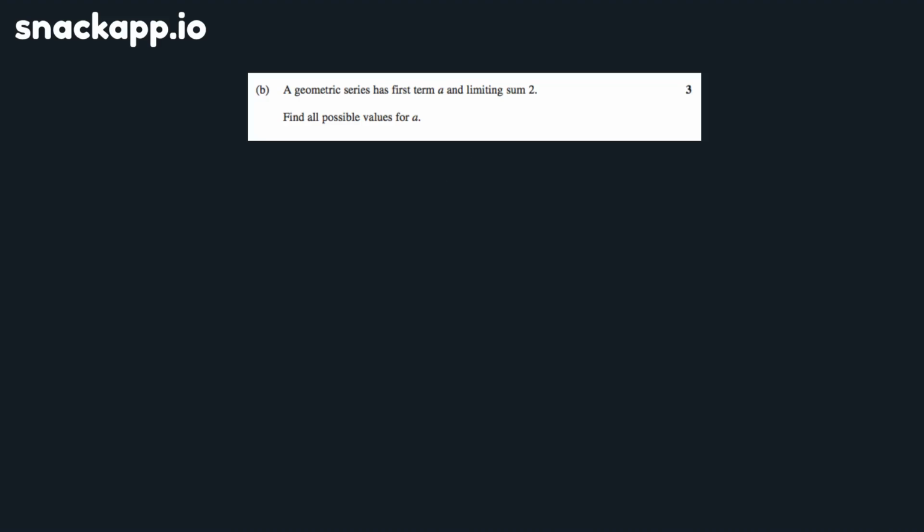So in this question, we're finding all the possible values for A such that a geometric series has first term A and a limiting sum of 2. Okay, so what we've got to think about is what our limiting sum formula is. A limiting sum formula for a geometric series looks like this. And we're told that that has to equal 2.